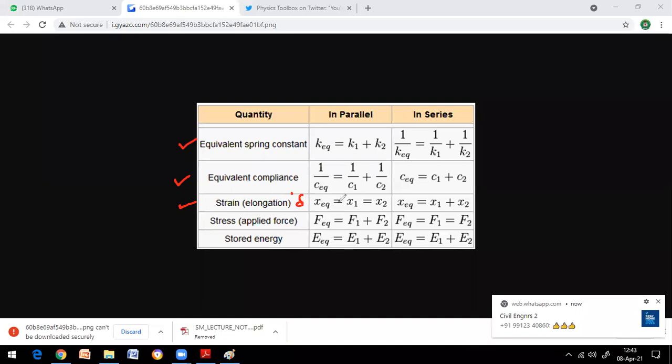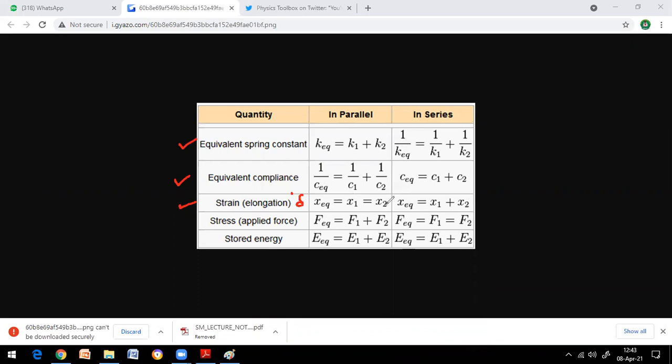In springs which are connected in parallel, your deflection will be the same. So equivalent deflection will be equal to the deflection of the first spring and equal to the deflection of the second spring. But in series, the overall deflection will be equal to the summation of the first and second spring deflections, right? So that is about strain.